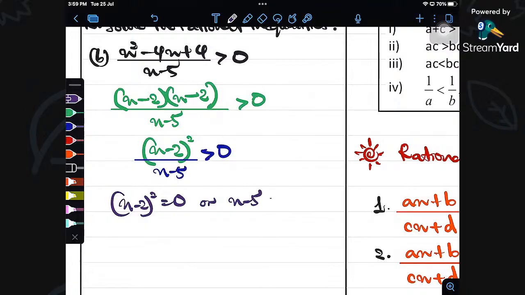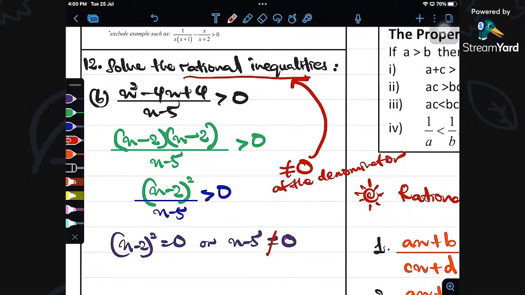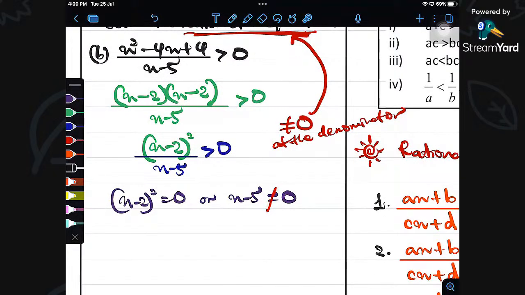Or x minus 5 is equal to 0. The thing is, as I said so many times just now, the denominator cannot be 0. So we put there, very clearly, not equal to 0 at the denominator. Why? Because in a rational inequality, the denominator cannot be 0. It is impossible to have something over 0 in the denominator. Impossible. And so we put a not equal sign.